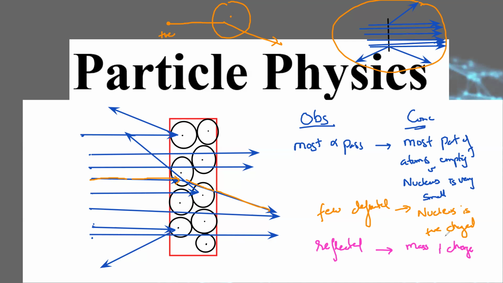Most of the alpha particles pass through because the major portion of the atom was empty, or the nucleus was very small. A few of the alpha particles were deflected because the nucleus had like charges, and very few of the alpha particles were reflected, which shows that there is matter or mass as well as charge. It's not only because of the mass, it can also be because of the charge, because like charges repel each other. So if the alpha particle is moving directly towards the nucleus, it will be reflected at an angle of more than 90 degrees.